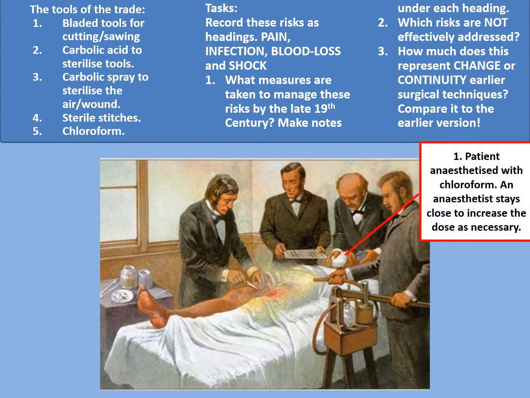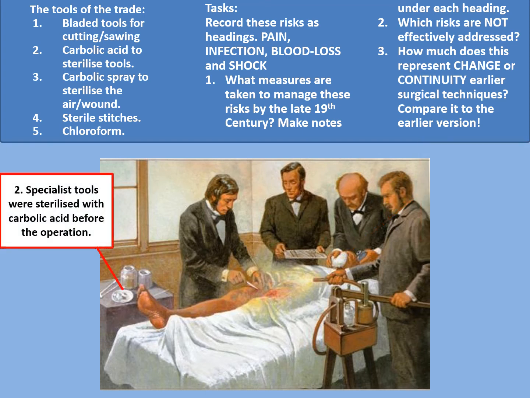Stage 1. The patient is anaesthetised with chloroform. An anaesthetist stays close to increase the dose as necessary. Notice that the anaesthetist is holding a mask in one hand and a bottle presumably containing chloroform in the other. Such masks are very effective. It contained a gauze over the patient's face, which could be soaked in more chloroform if needed, so if the anaesthetist saw that the person was coming round, they could always increase the dose of chloroform if it was safe to do so.